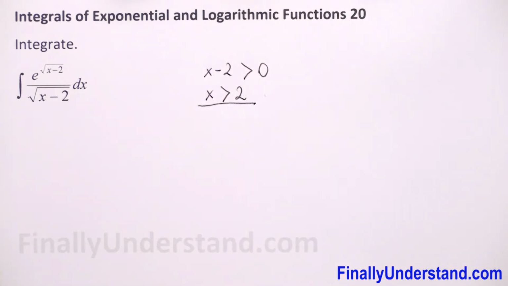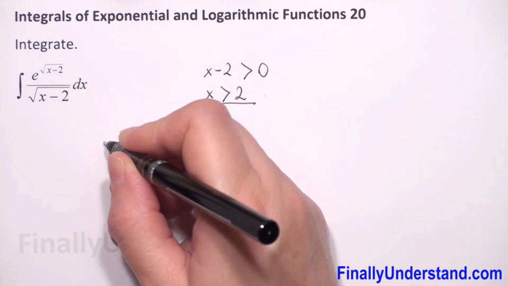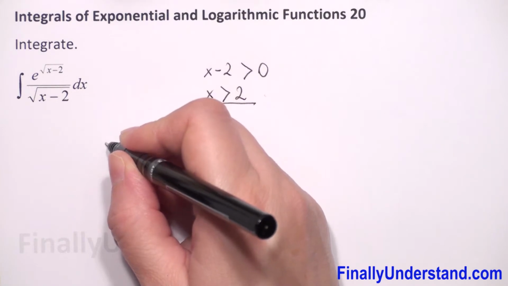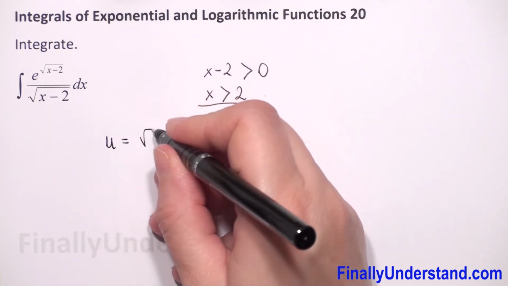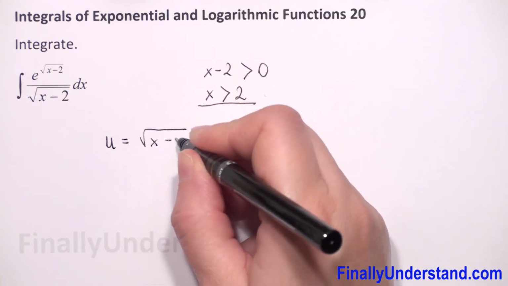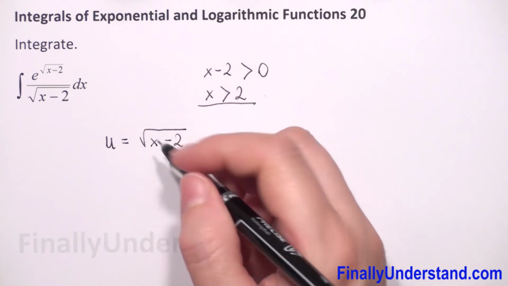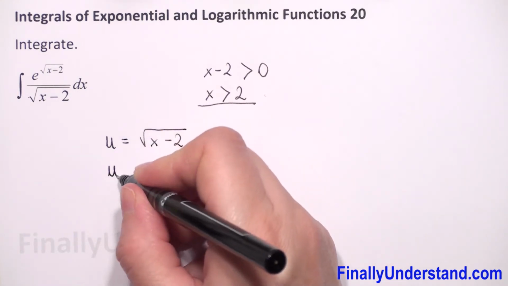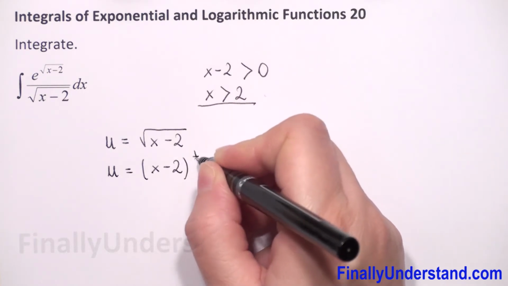And now, to solve this indefinite integral, we will substitute the square root of x minus 2 by u. So let me write this. u is equal to the square root of x minus 2. Next, I will change this radical to power form. So we have u is equal to (x minus 2) to the power 1/2.